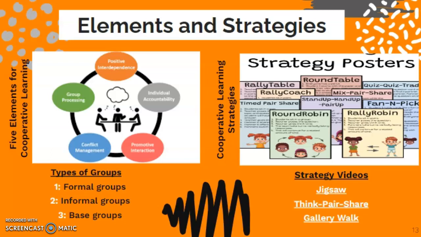There are 5 elements for cooperative learning that are indicative of properly functioning groups. They are positive interdependence, individual accountability, promotive interaction, conflict management, and group processing.